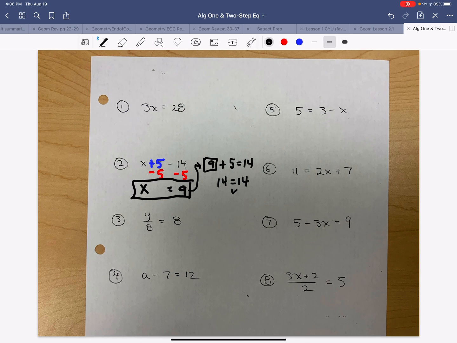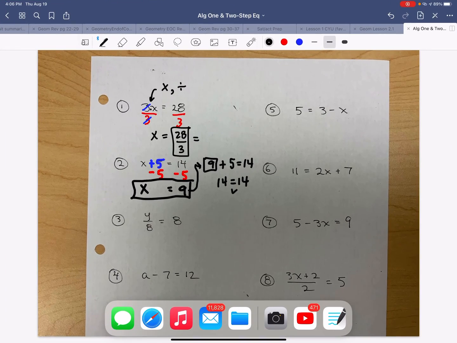Let's see. Here, I noticed they're multiplying, right? So instead of multiply, I need to divide. So I'm going to divide 3 on both sides. When I do that, the 3 and the 3 cancel because 3 divided by 3 is 1. And here I have a fraction. Now I can leave my answer just like that. That's totally okay. Or if I want to turn it into a decimal, I can.